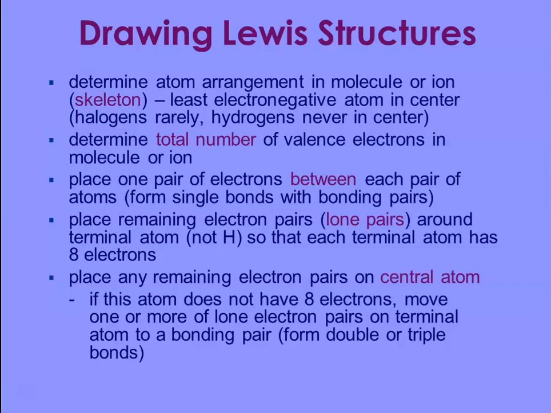If there are any additional electron pairs remaining once that has been completed, they should go on the central atom. And if for some reason that central atom does not have a full valence shell, we can share more than 1 pair of electrons between it and one of the adjacent atoms, forming either a double or sometimes even a triple bond.